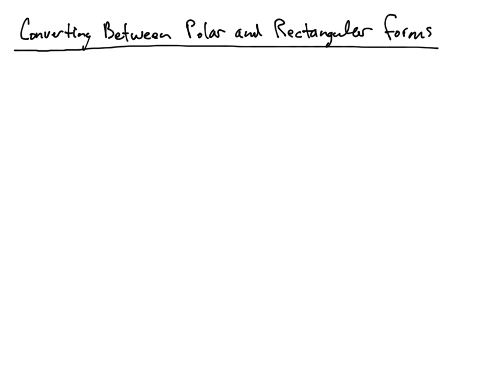Now the other part of this video we'll be going over is how to convert between polar and rectangular coordinates. If we have a polar coordinate, that's going to be of the form r comma theta. What we want to do is convert that to rectangular form, and rectangular form is just x, y.